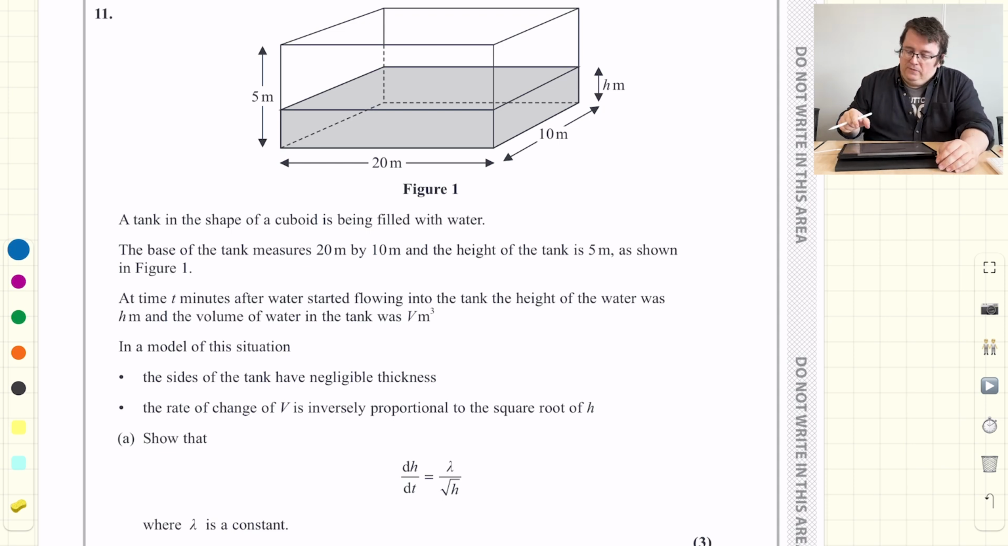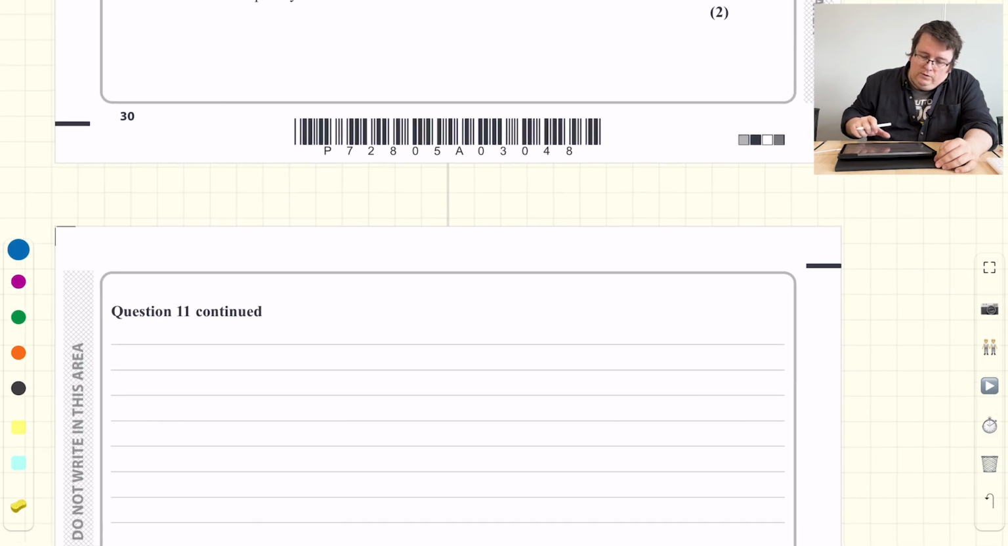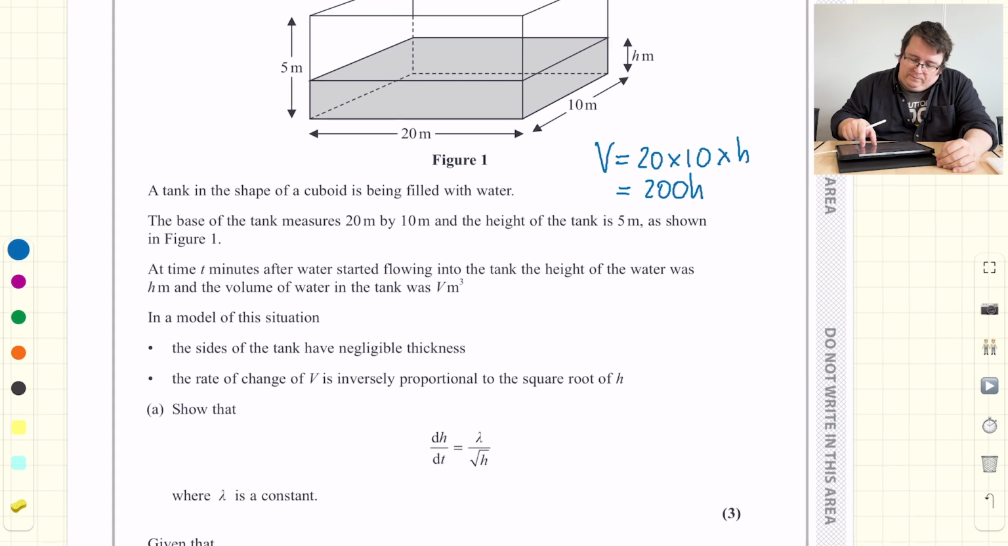Okay, so let's find ourselves a little bit of space here. So first of all, a couple of thoughts. We can identify the amount of water that's in the tank. So V as being 20 times 10 times h, right? So that's 200h. So part A, V equals 200h.